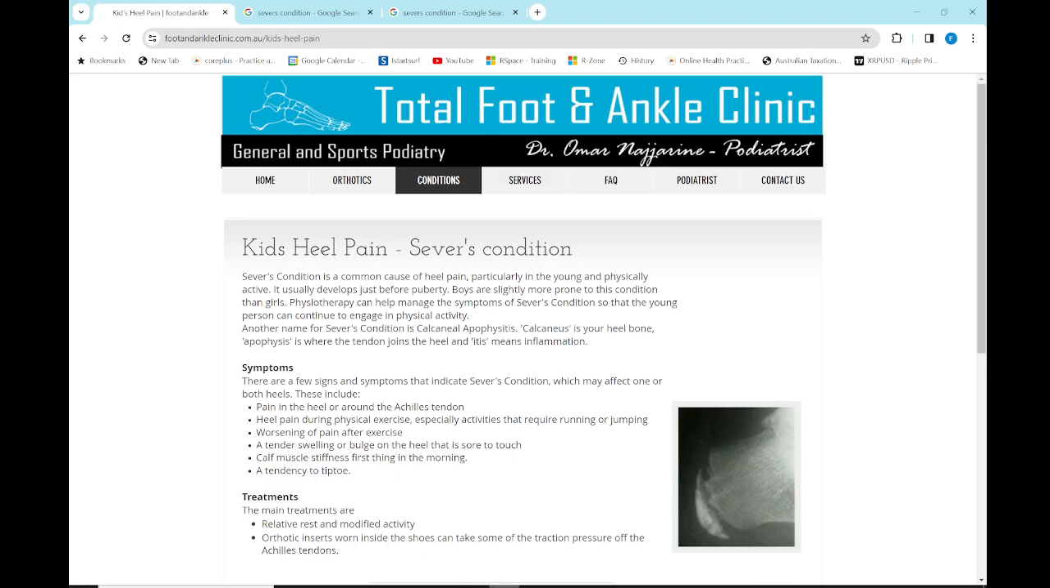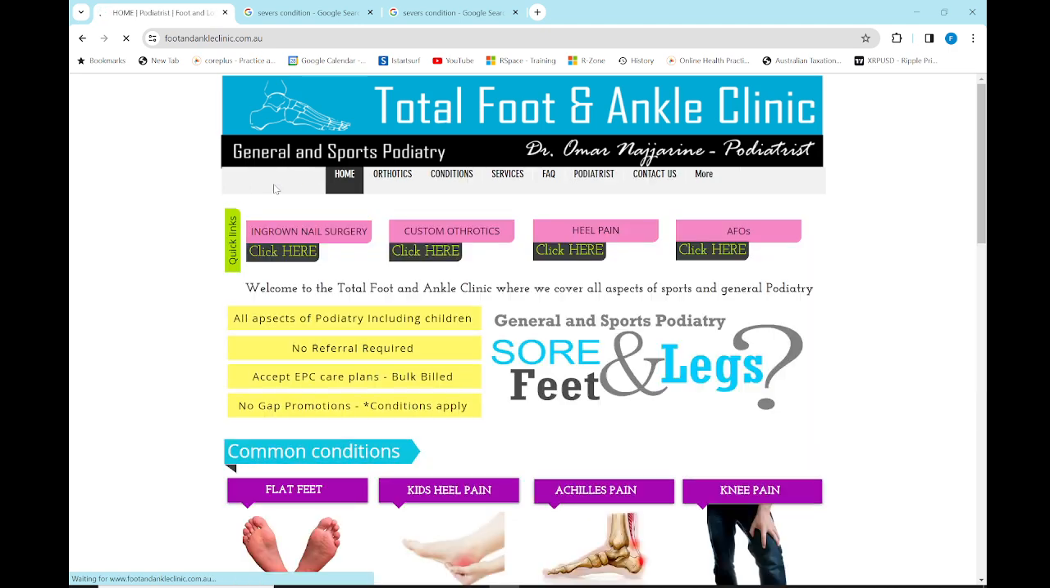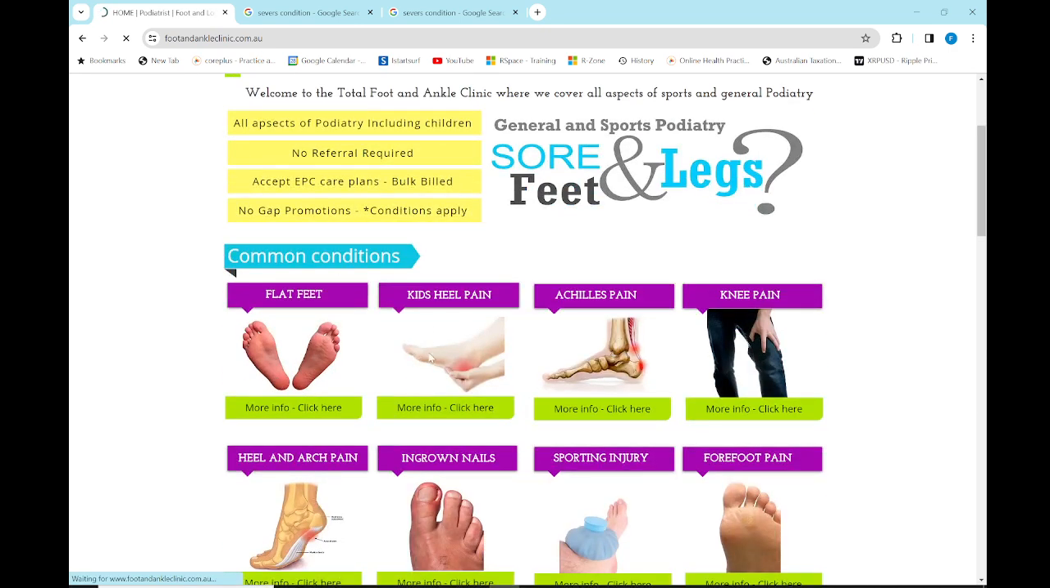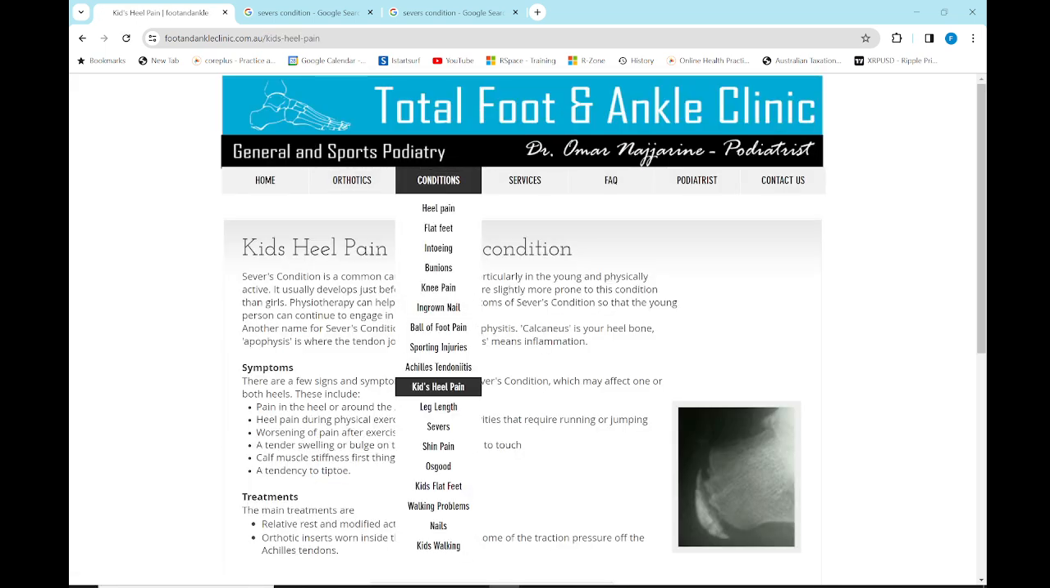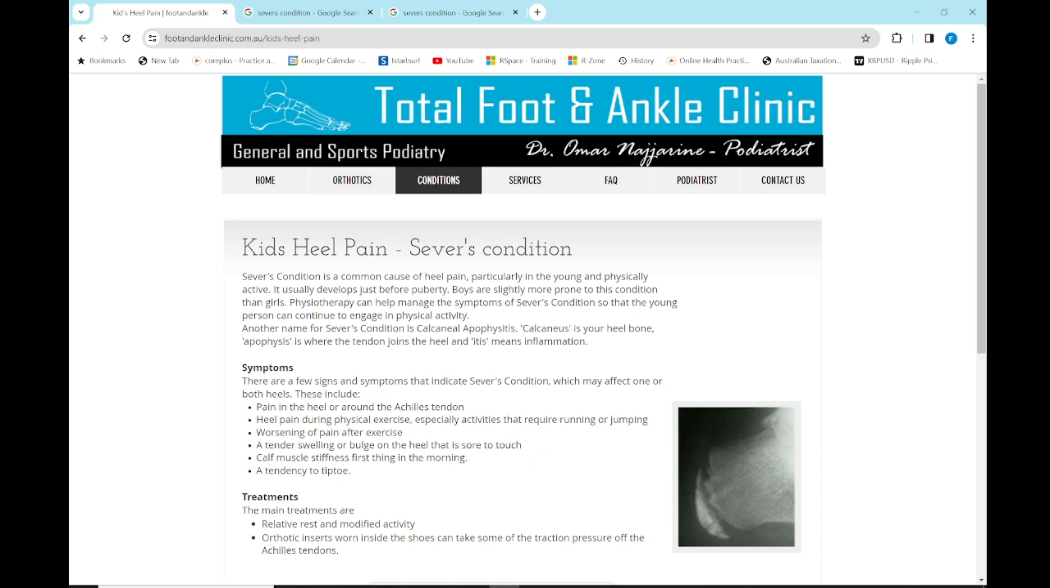Okay, we're gonna have a look at Sever's condition. So if you go back here to our website, you'll see under common conditions, kids heel pain. So we'll click on there, and we have information about Sever's condition.